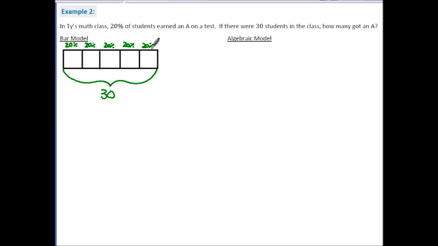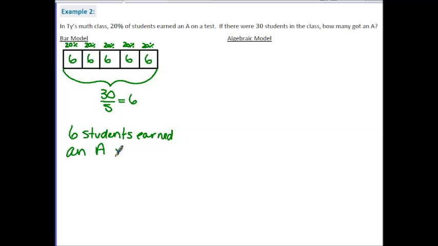So if they are 5 equal pieces, then I can take my 30 and divide it by 5. And that tells me that each one of the pieces is worth 6. So if I'm just looking for 20%, that answer would be 6. So there are 6 students that earned an A on the test. So this is really our way to look at it in terms of a bar model.